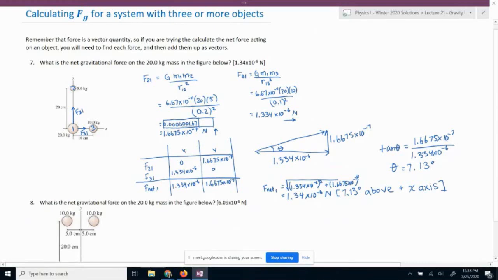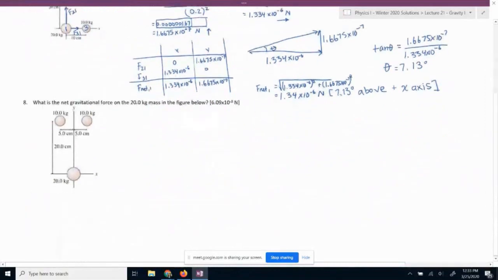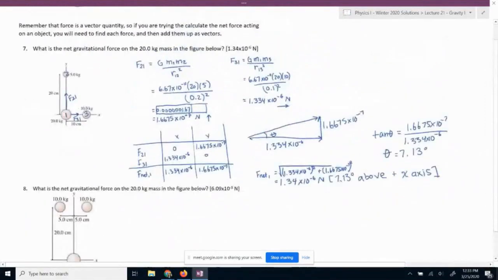Okay, so I'll give you a chance on your own to try out question 8. Does anybody have a question about 7? If it asks for the gravitational force, you need to find the direction as well. So it's not just the magnitude, but the direction as well.